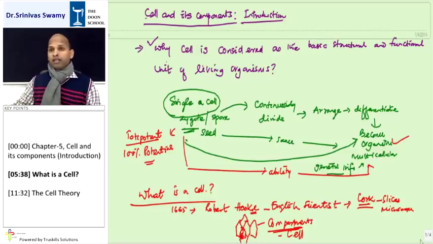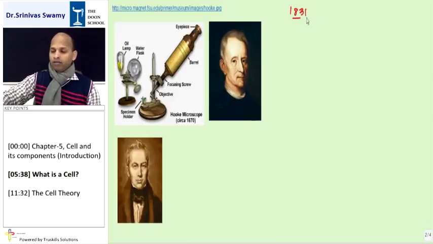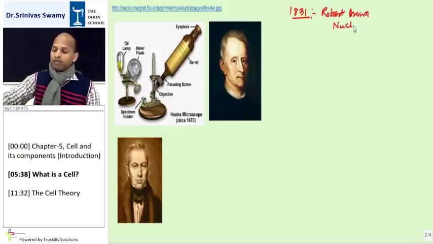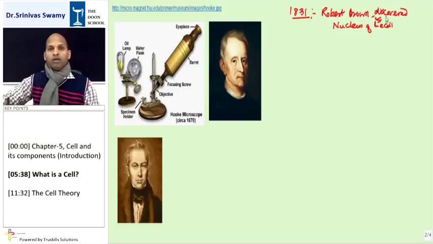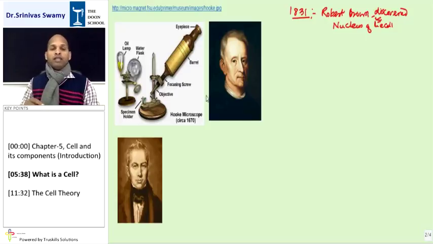Later, in 1831, a gentleman named Robert Brown discovered the nucleus of the cell. And later on, people started looking at cells, and then they concluded that the cell is a structural and functional unit of all living organisms.